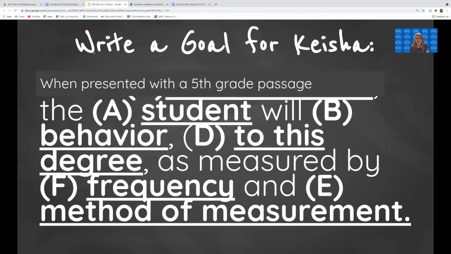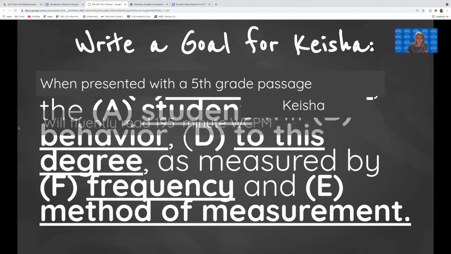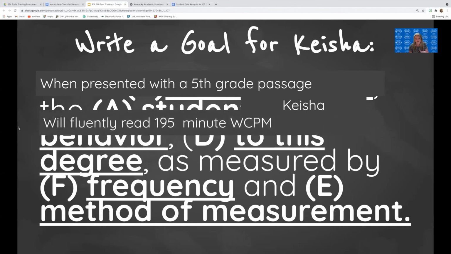So we're going to give her our circumstances first. With this one, we're going to start with a 5th grade passage. Then we have our audience, which is Keisha. We're presented with a 5th grade passage. Keisha will fluently read 195 words correctly per minute. Now, 195 would get her to the 90th percentile in 5th grade. So that seems doable. It brings her up to benchmark at the 5th grade level, and then you would be ready to move her forward to continue on to close that gap.